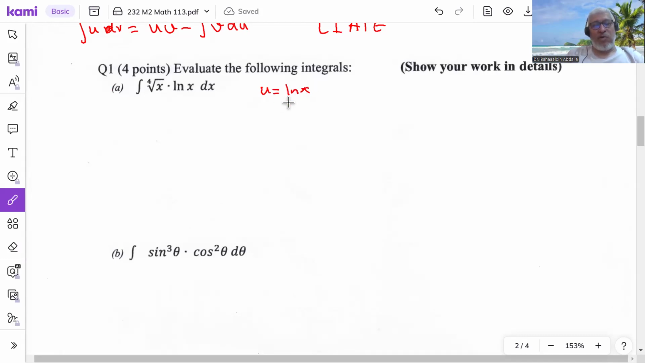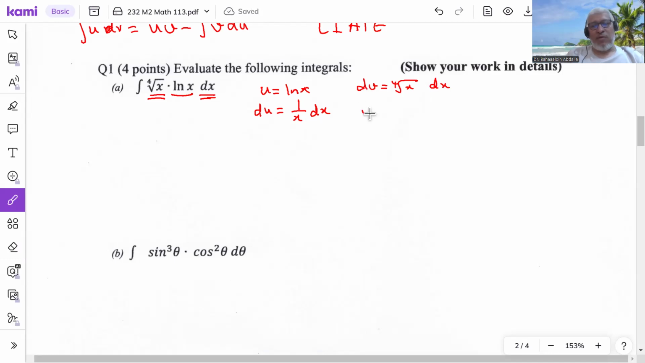The function that we call u, we need to find its derivative, du. The derivative of ln x is 1 over x dx. So this is du. And if we call this u, then we still have the fourth root of x with dx. These two we will call dv. So dv would be the fourth root of x dx.